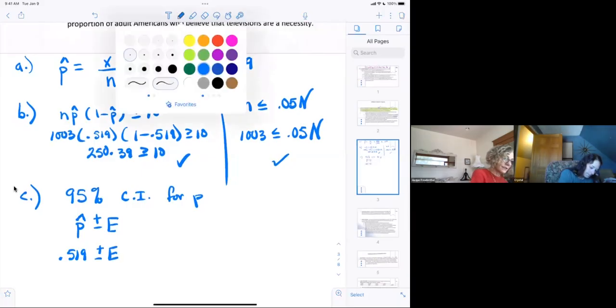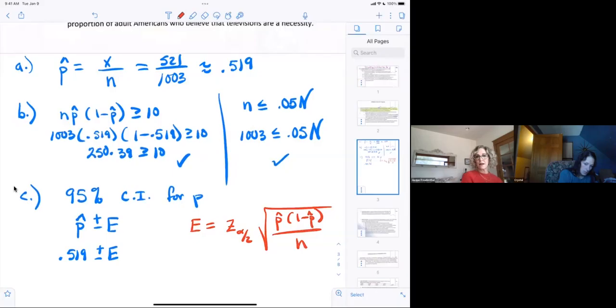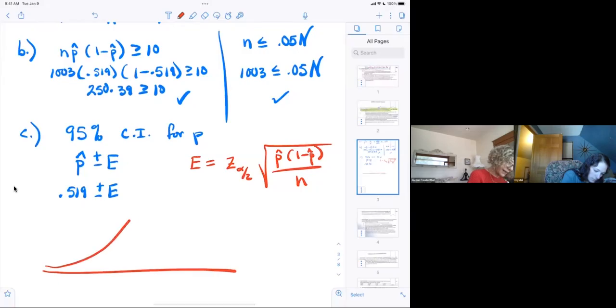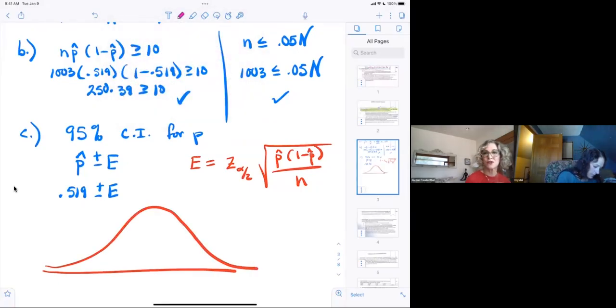Well, this error is calculated by taking the critical value, z sub alpha over 2, times the square root of p hat times 1 minus p hat all over n. So I can calculate what's under the square root because I have my p hat value, 0.519, but I need to find z alpha over 2. So in order for me to find my critical value, I'm going to draw my diagram. This is going to help you extremely in chapter 10.